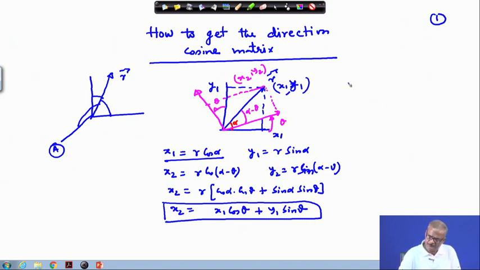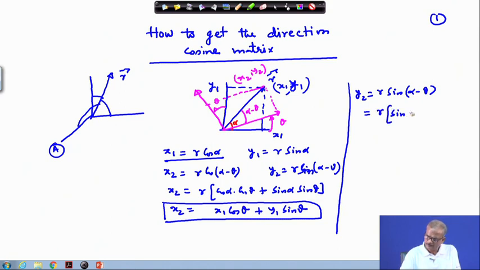Similarly, if you look into y 2, which is r sin of alpha minus theta, that is r sin alpha into cos theta minus cos alpha into sin theta, and r sin alpha is y 1. So, here you have y 1 cos theta minus r cos alpha. So, r cos alpha is x 1. So, this becomes x 1 sin theta. So, this is your y 2.